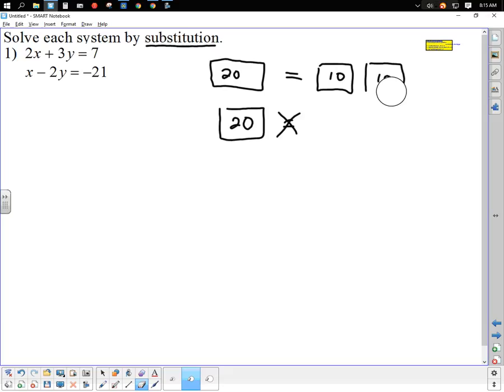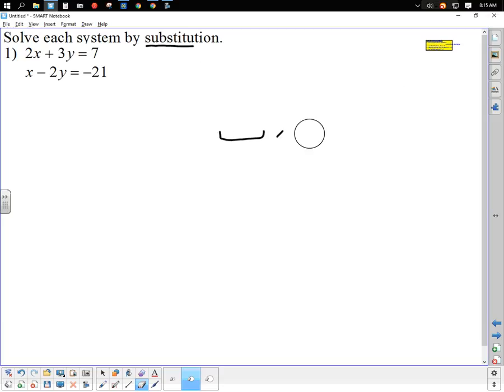So what you're going to do is, they give you a system of equations. They're going to give you two equations. And you're going to solve for x or for y. It doesn't matter whether you do it in the first equation or the second equation. Once again, it doesn't matter. So you want to do it the easy way.